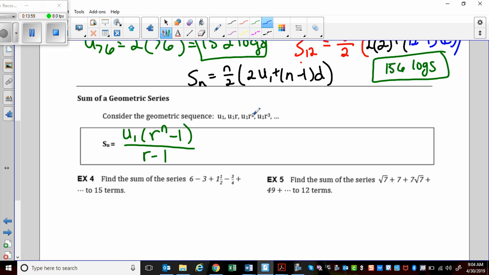We also have another formula for this one, which is S sub n equals u sub 1 times 1 minus r to the n over 1 minus r. Same formula, just we switch these. Alrighty, r cannot equal 1. That would be dividing by 0. That's not a thing.